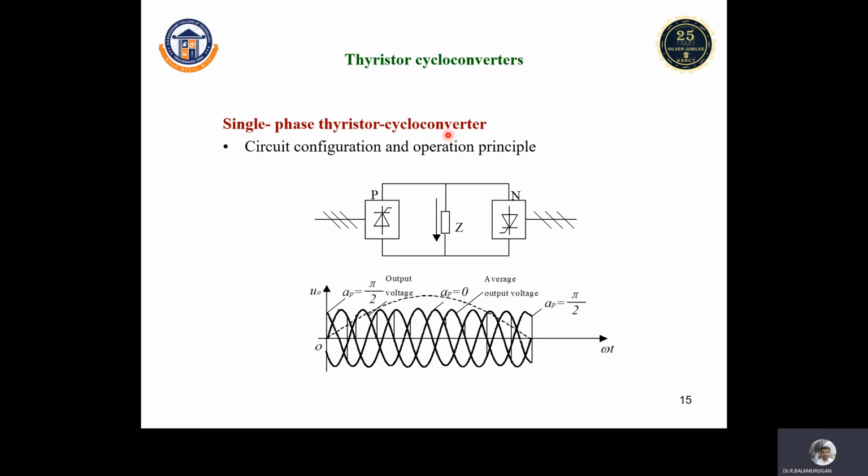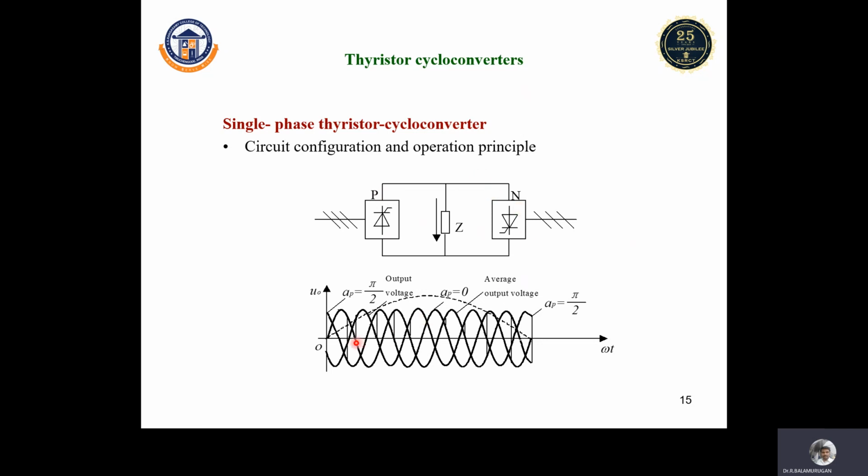Single phase thyristor cycloconverter. Next we are going to talk about fixed frequency with constant voltage to variable frequency with constant voltage. If an application needs a variable frequency output, we have to connect with these cycloconverters. You can see the circuit diagram shown here. This is the positive group and this is the negative group. One will be acting in this direction and another will be acting in this direction.